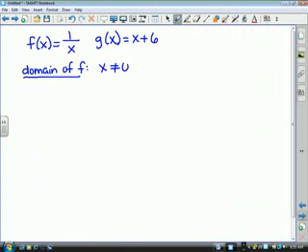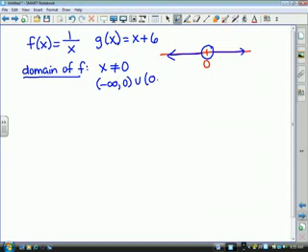So x is not equal to 0, right? Now remember, the other way of writing that simply means there's a hole at 0, and it can be anything above 0 and anything below it, right? That's the union thing, right? Negative infinity to 0, 0 to infinity. Either answer is acceptable. So that's the domain of it.